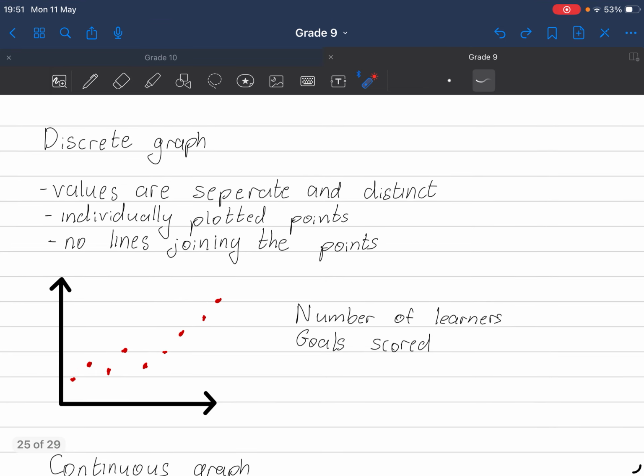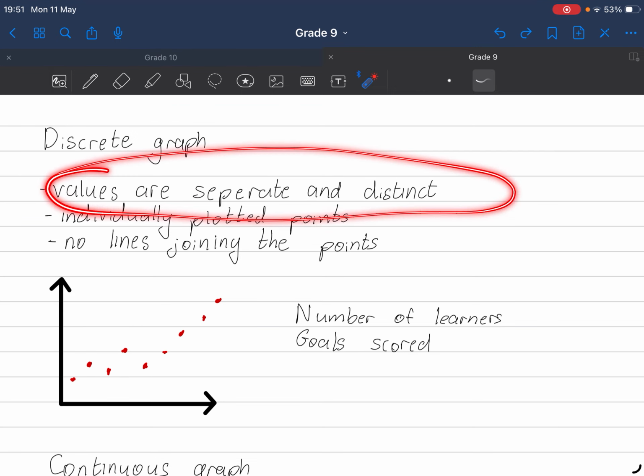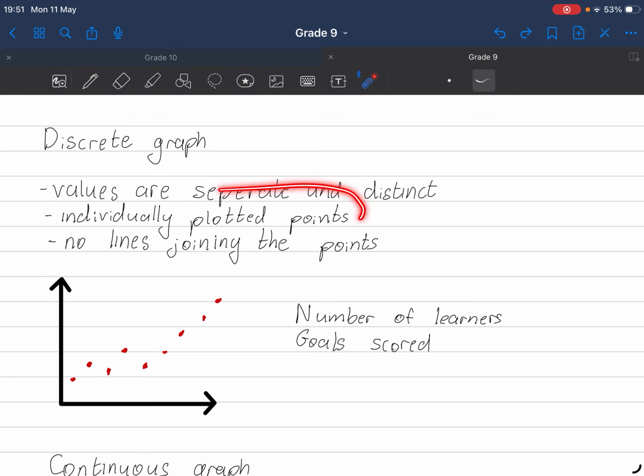Now, there's no connection between the number of learners. There's no way that this can tell you how many learners there are there. There's no relationship between these. These are unrelated. So discrete graphs are when values are separate or distinct. We plot them using individually plotted points, and there are no lines joining the points. So as you see, I didn't connect it like that. There's no line. Examples would be the number of learners or the number of goals a team scored.